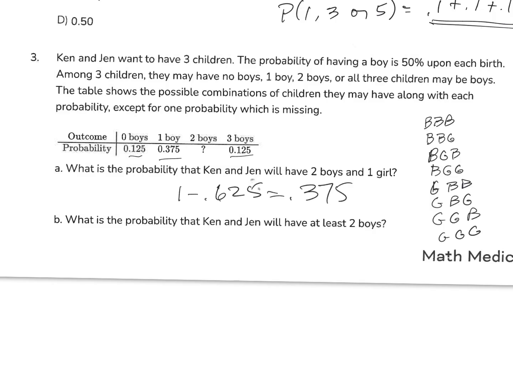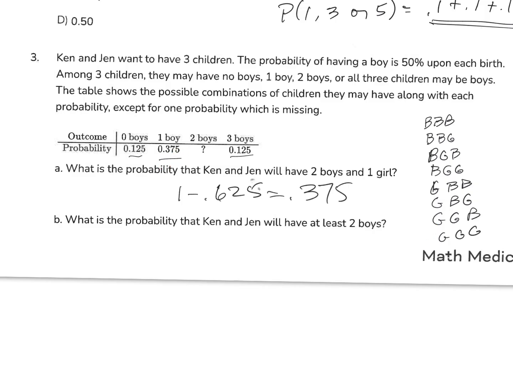We could also do this on a tree diagram, but I decided to show it to you here. If you look over here, there's all these possibilities. Well, 0 boys only happens 1 out of 8 times. 1 out of 8 is 0.125. And then if you have 1 boy, you would go down here wherever there's 1 boy. 1, 2, 3. 3 out of 8 is 0.375.